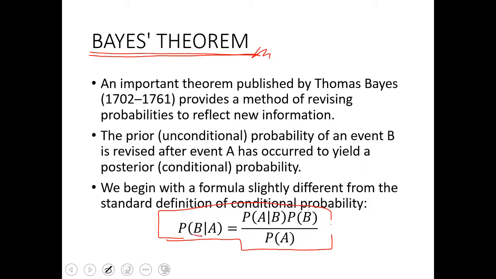Conditional probability of B given A is the same as probability of A given B times probability of B divided by probability of A. So using Bayes theorem, we can change the probability of B given A to use the probability of A given B. So probability of B given A can be obtained by the probability of A given B times probability of B divided by probability of A. That is Bayes theorem.